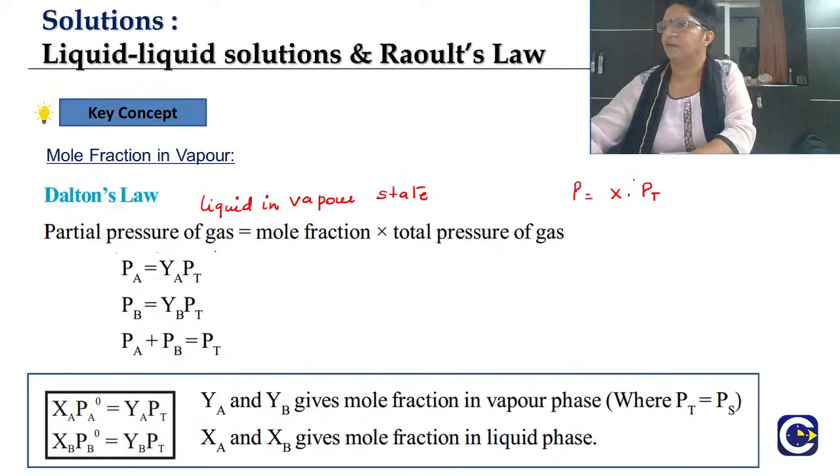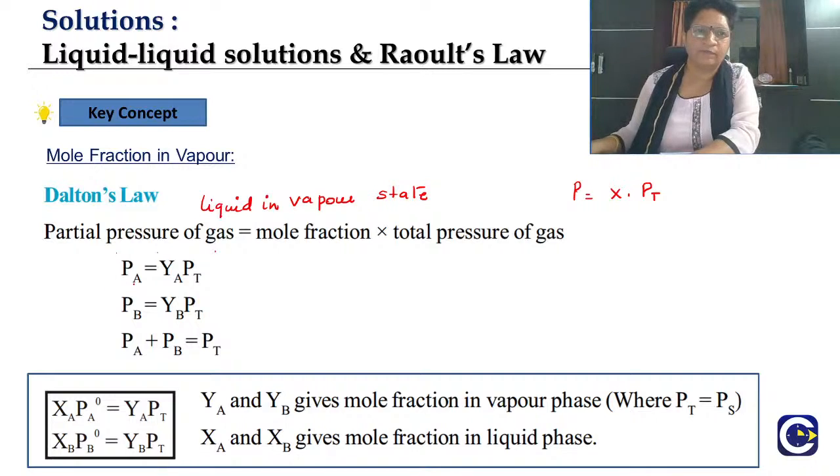What are we writing here? We are writing in terms of the same liquids in the vapor state. So the vapor pressure of A will be equal to the mole fraction of A in the vapor state into P total. How can we write B? The vapor pressure of B, or the partial pressure of B.